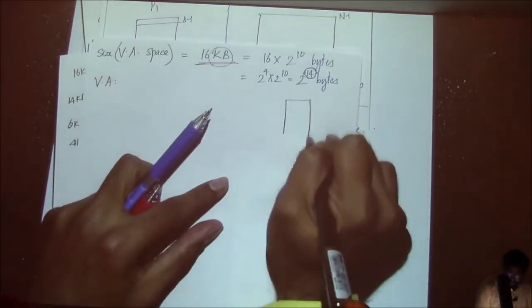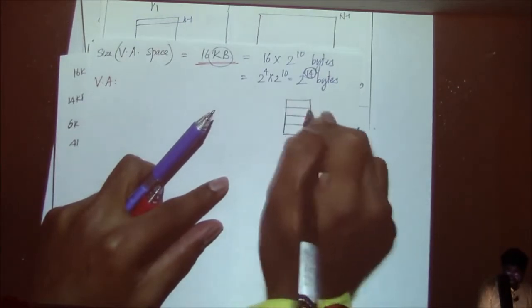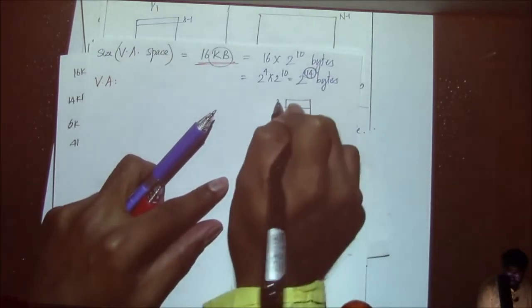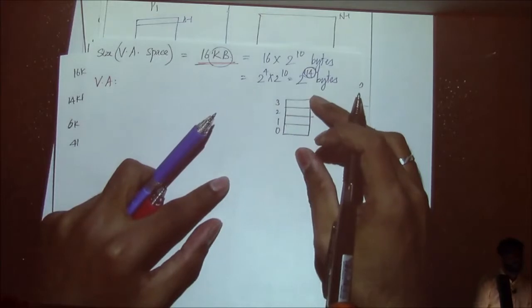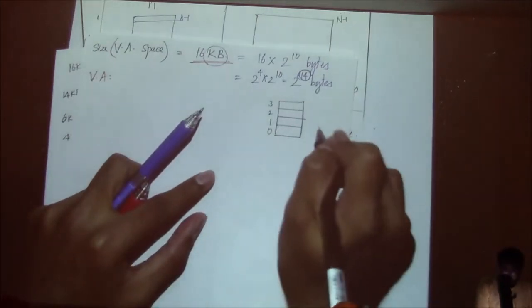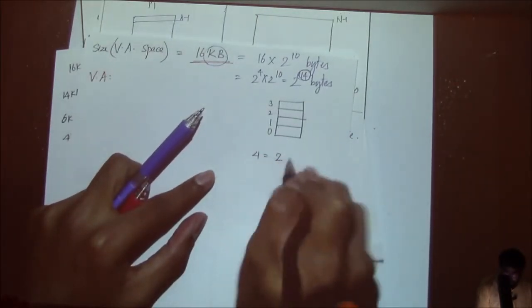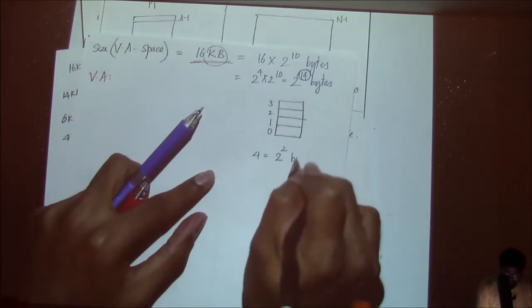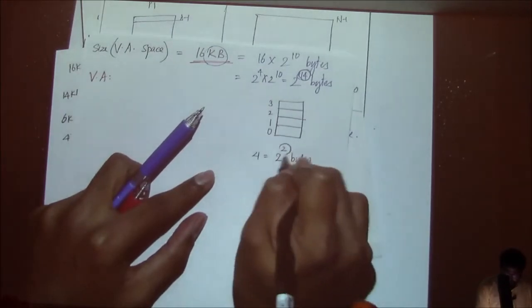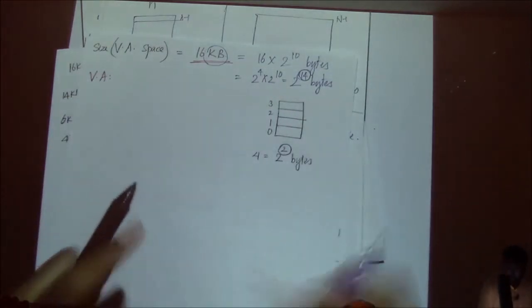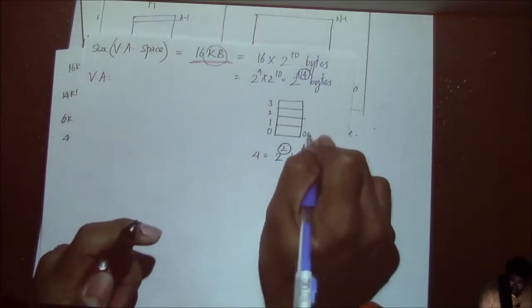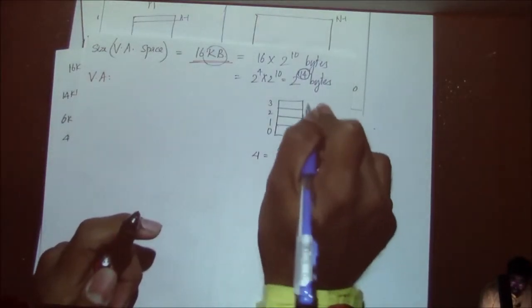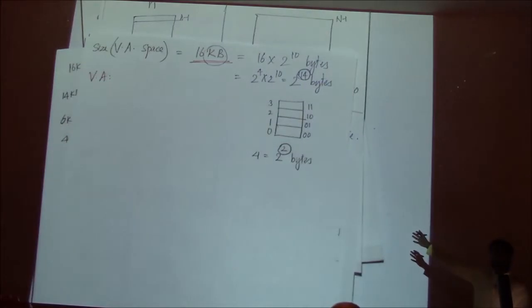A simple way to understand this is if we have, let's say, 4 bytes: 0, 1, 2, 3. 4 is nothing but 2 to the power of 2, right? So we need at least 2 bits to access 4 bytes. The 2 bits are going to be 00, 01, 10, and 11. We need at minimum 2 bits to access 4 bytes uniquely.